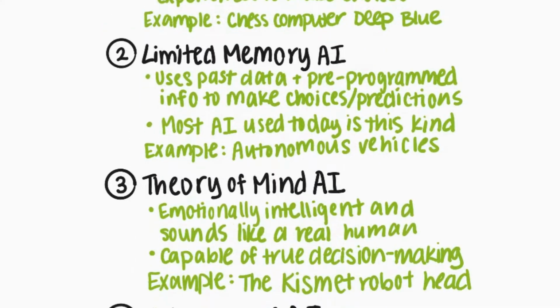Next up, we have limited memory AI. So it uses past data and some pre-programmed information to make choices and predictions. Most AI used today is this kind of AI. And an example of this is autonomous vehicles, otherwise known as self-driving cars.